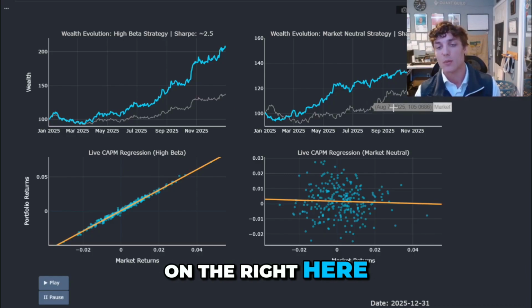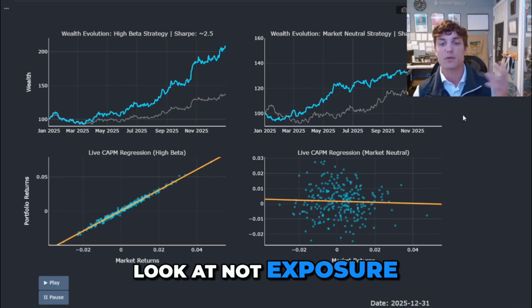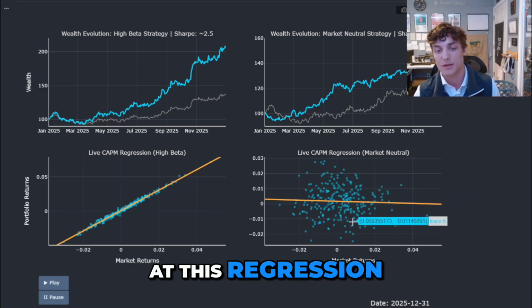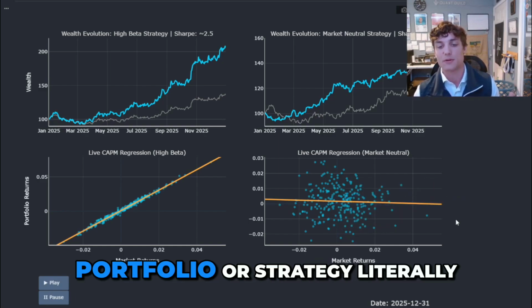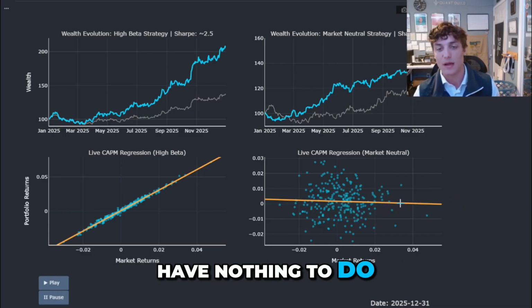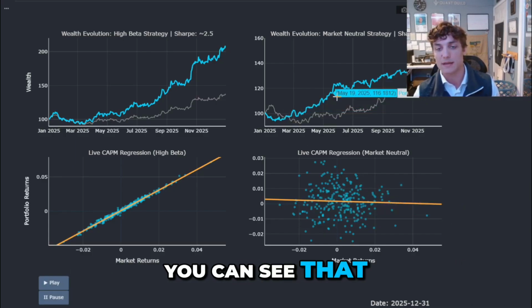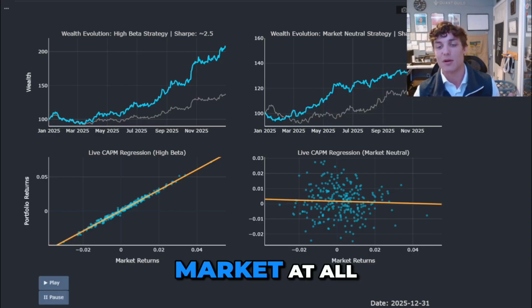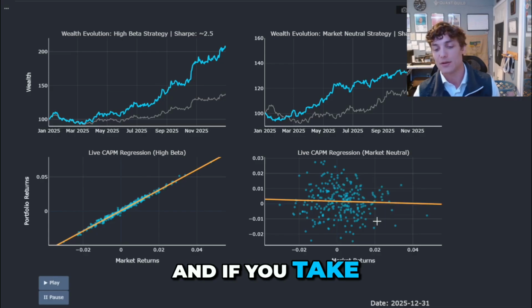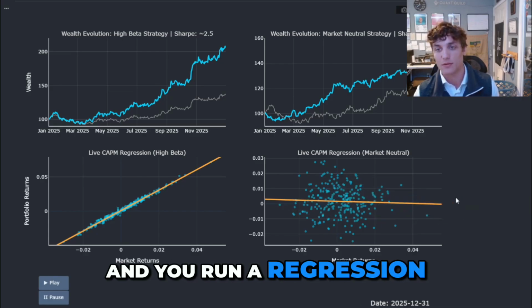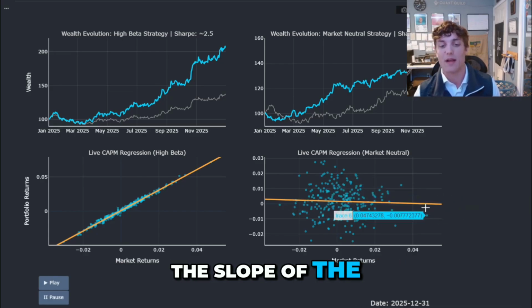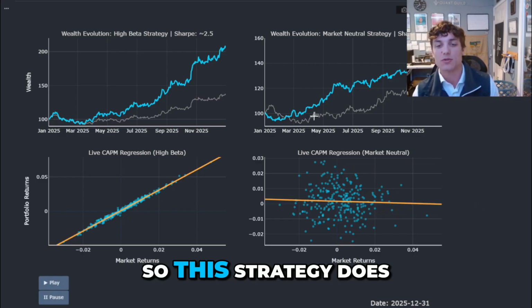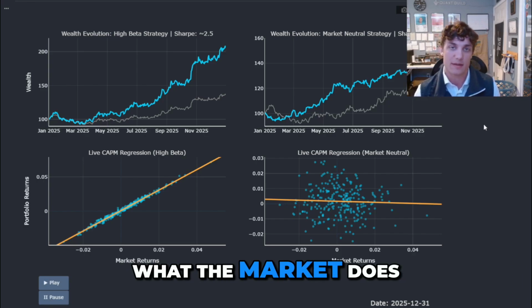On the right here, we're actually taking a look at not exposure to the market, but some form of alpha. You can see if we take a look at this regression, the returns for our portfolio or strategy literally have nothing to do with the market returns. You can see that the path that we walk, this blue portfolio path, doesn't track the market at all. And if you take a look at the scatter plot of returns and you run a regression, the slope of the line is roughly zero, if nothing else, negative. So this strategy does not care at all what the market does.